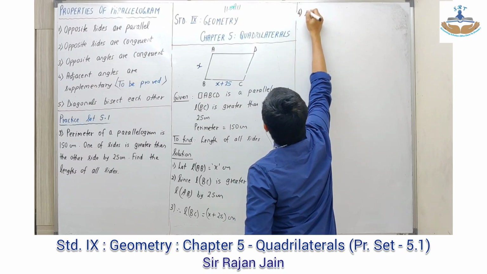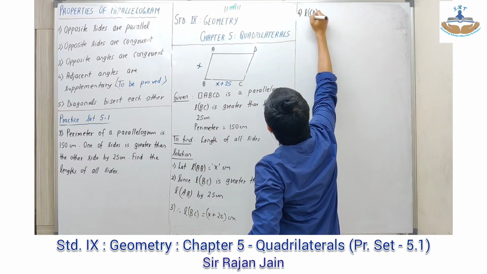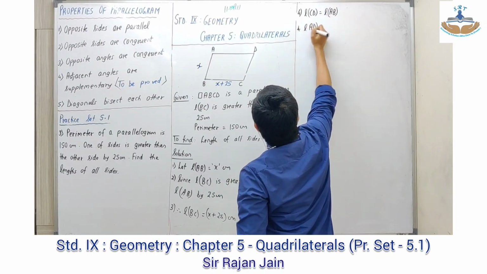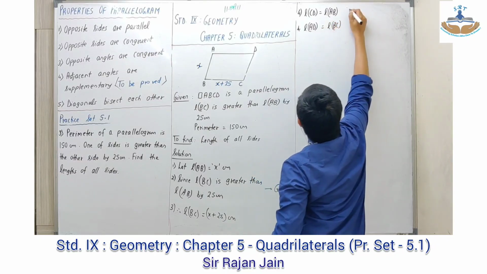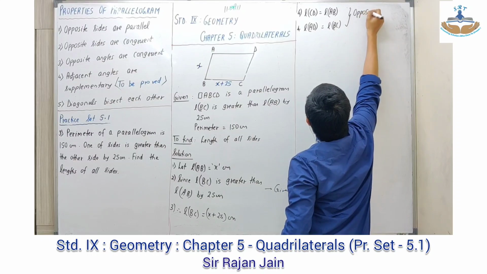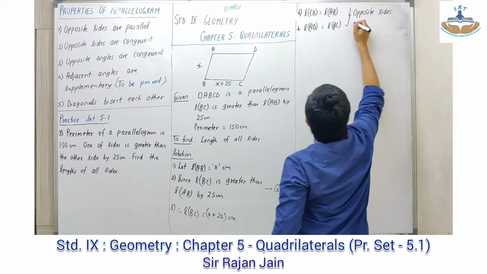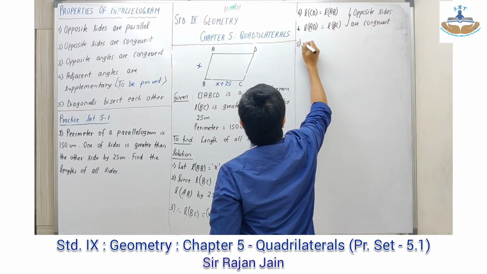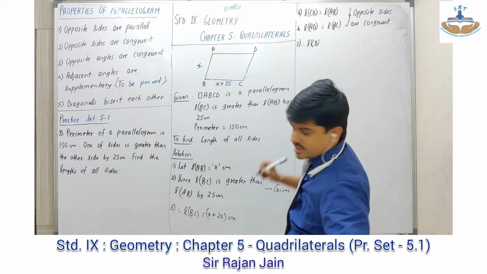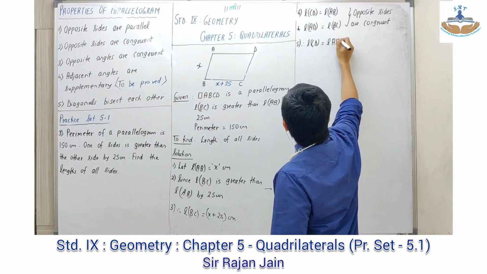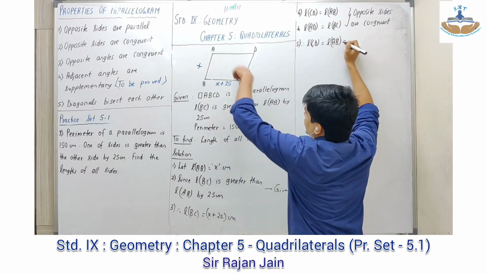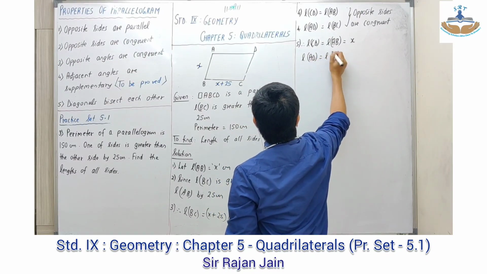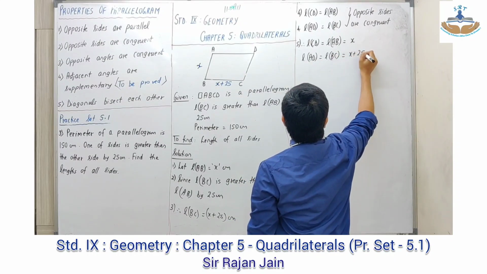Okay, so now I'll say that length of CD is equal to length of AB and length of AD is equal to length of BC. Reason में you will write opposite sides are congruent. Okay, then you will say therefore length CD is equal to length AB is equal to x and length of AD is equal to length of BC is equal to x plus 25.